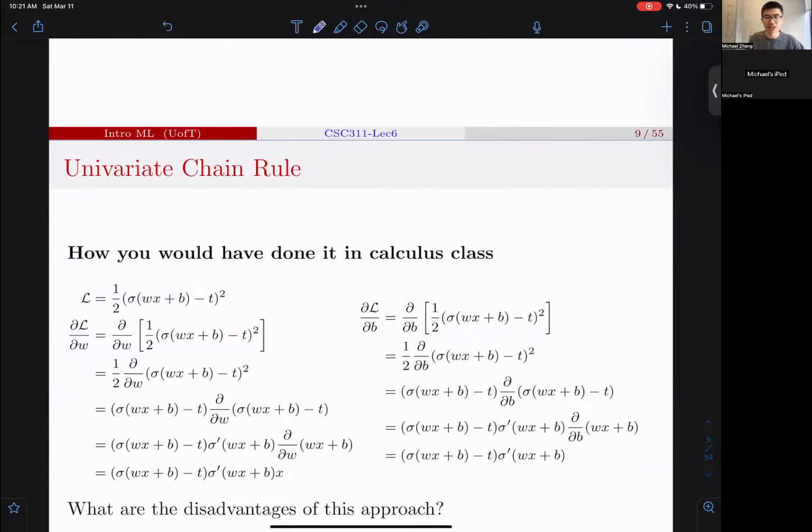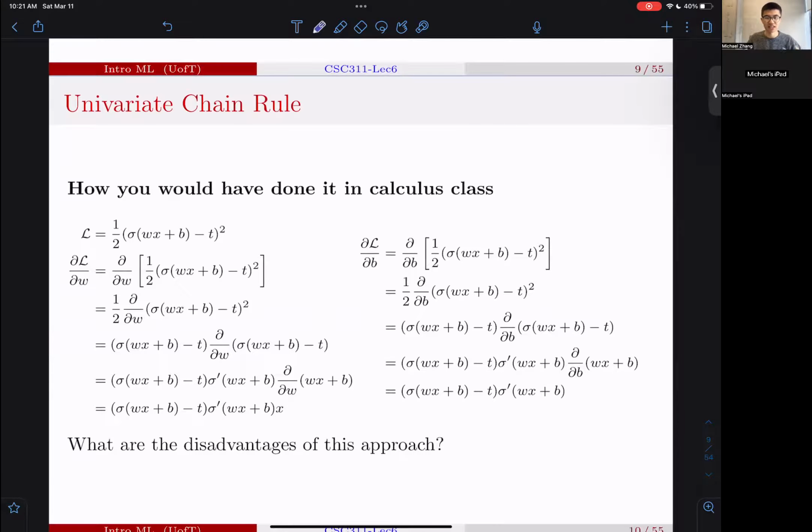So the way you would do this problem in calculus class is you would write out each of the derivatives in turn to get your final expression of how the loss changes with respect to the weights and biases. But this ends up resulting in a really confusing mess of different symbols. And we're going to try a different approach. So you can think mentally about what are some potential disadvantages of this approach.